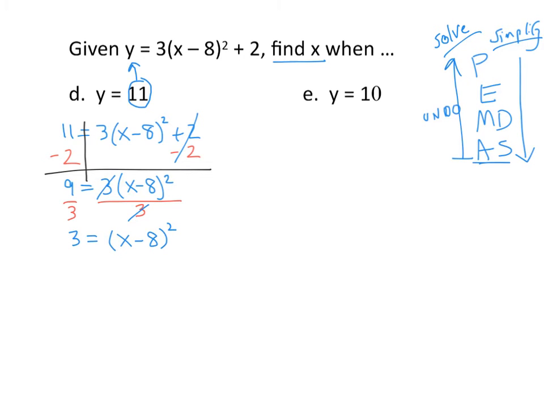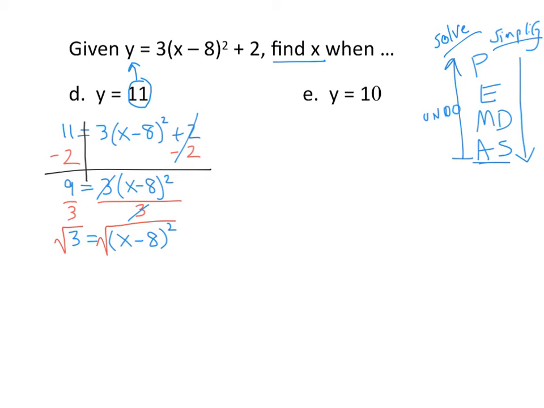All right. So after we multiply or divide, we know that our next thing to do is our exponent. So here's the next question. How do we undo a squared? Do you remember? We square root. That is the opposite of squaring. We square root, which means we have to square root both sides of the equal sign.